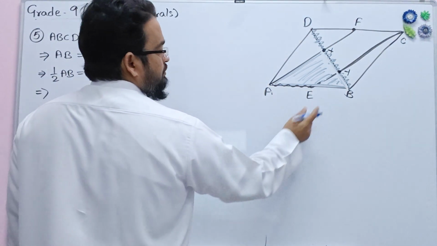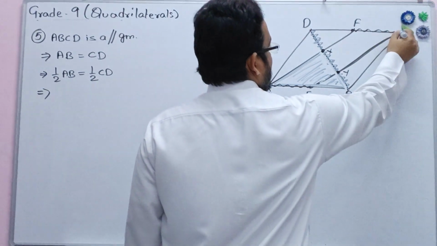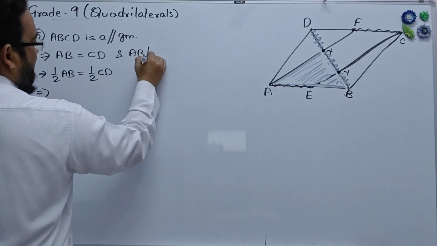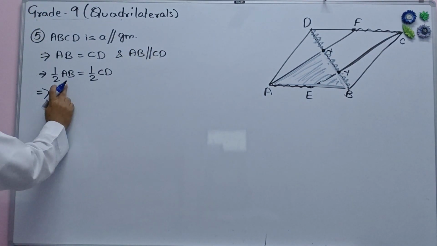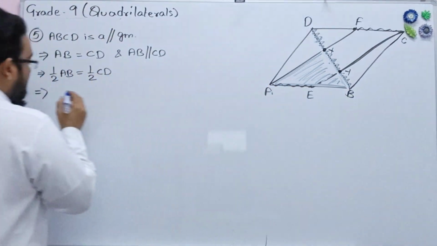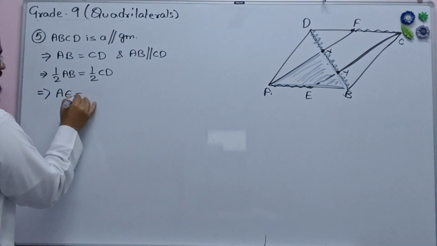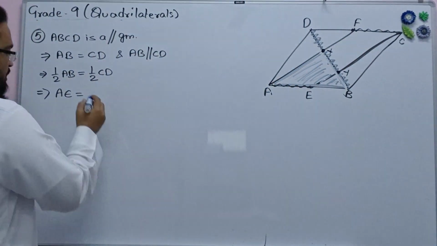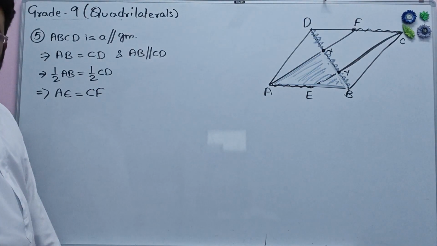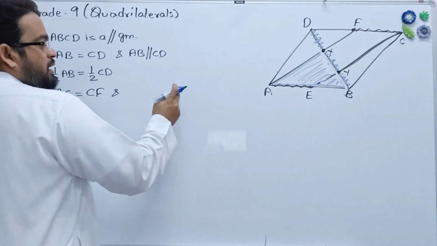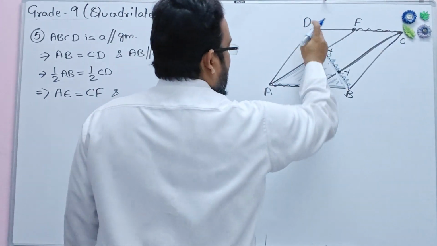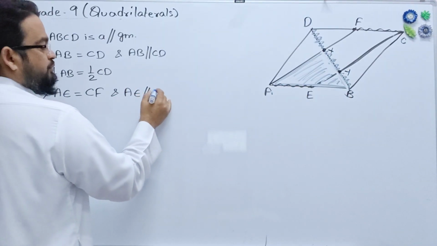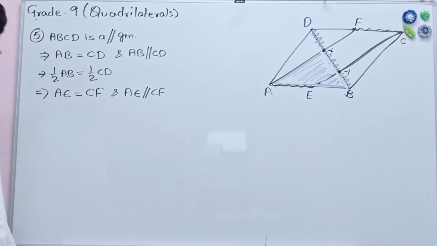AE and FC. And also let me write it as AB is parallel to CD. So that implies half AB, can I write it as AE? AE is equal to what is this? CF. AE is equal to CF and AB is parallel to CD. That means AE is also parallel to CF. Is it right?